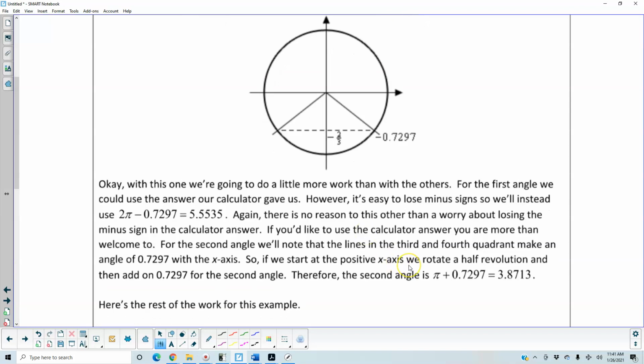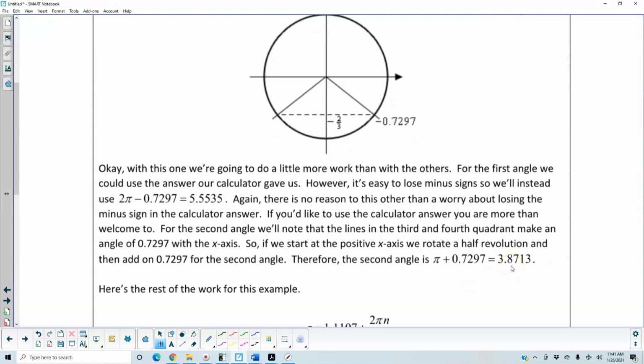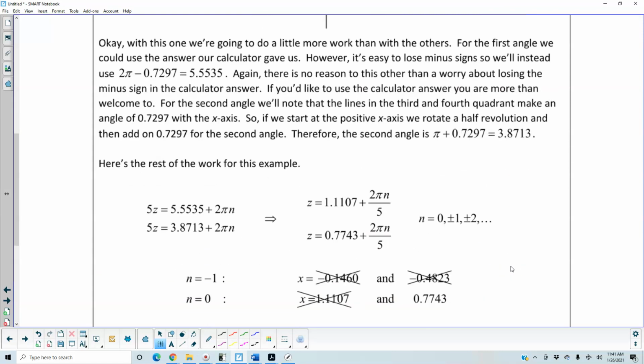For the second angle, we'll note that the lines in the third and fourth quadrant make an angle of 0.7297 with the x-axis. So if we start at the positive x-axis, we rotate a half revolution and then add on 0.7297 for the second angle. Therefore, the second angle is pi plus 0.7297, which is 3.8713. So here's the rest of the work.